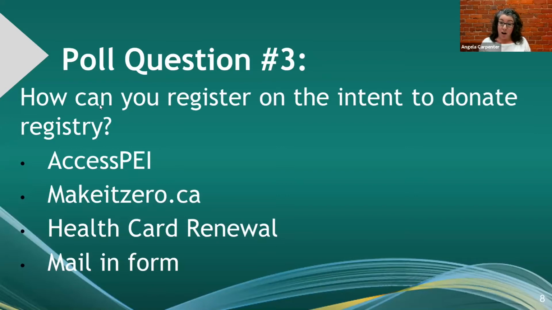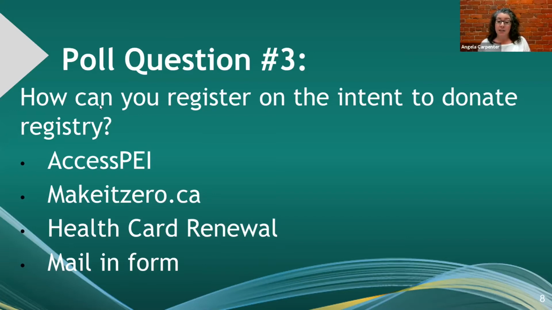So the answer is actually all of the above. So everybody's right. When we first started switching from the driver's license to the Intent to Donate Registry, we had the forms at all Access PEI sites, so that if someone asked, why isn't the question on my driver's license anymore, they could be given a registration form, a paper form. And we had also mailed out paper forms to, I think it was 60,000 people roughly, back in the fall of 2015. And whenever I did any public awareness events, I had the paper form with me. So that was how it started, with the paper form.